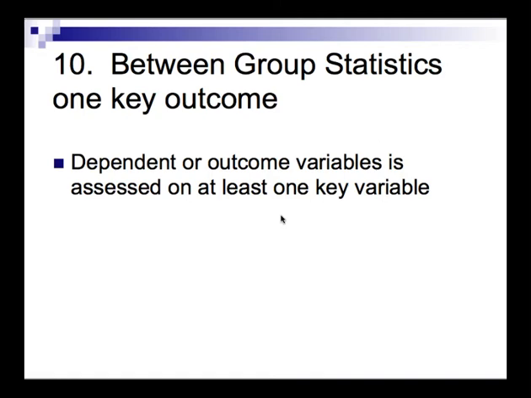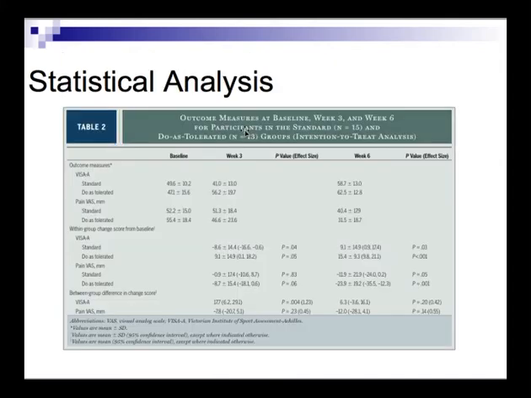So the next 2 questions address the idea of what are the results. Number 10 is between groups. There's between group statistics on at least one key outcome. Let's look at that as an example for the randomized controlled trial with Achilles tendinopathy. The 2 treatment arms here are the standard and do as tolerated. The standard eccentric exercise is the Alfredson protocol, and the do as tolerated is the protocol where they just modify it so it's a little less intense.